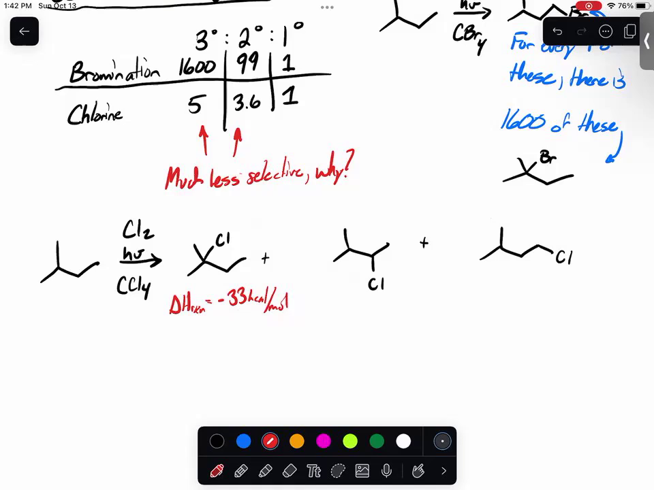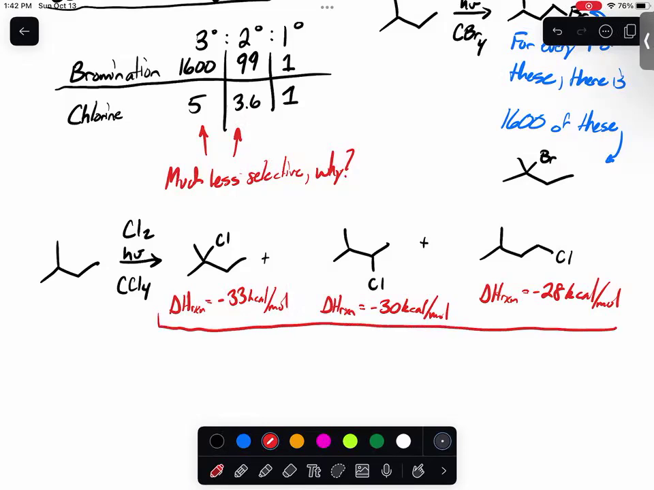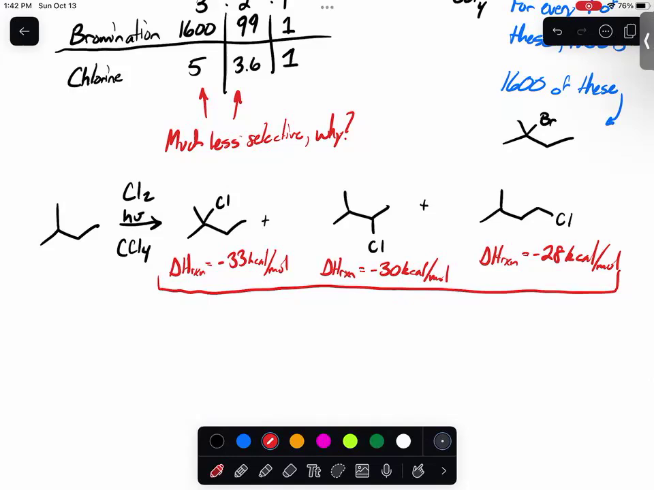Because we can take a look at this secondary. The delta H of reaction here is negative 30 kcal per mole. Not that much different, especially when you consider the delta H of reaction for the primary chlorine to be negative 28 kcal per mole. These are all pretty close, and when you get this low in reaction enthalpy, there's not much of a difference. We can say that this is practically the same as the enthalpy for the bromination in terms of difference.